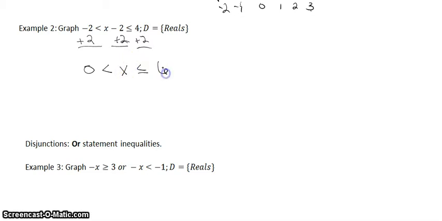Alright, so this is going to be 0 less than x, and x is less than or equal to 6. So on this one we won't have to do separate graphs, we can go ahead and put this all on the same one. So it starts at 0, we'd have an open circle there, it ends at the 6, and we'd have a closed circle at 6, and then x is greater than 0 but less than or equal to 6, so that's just going to be shading this middle portion.